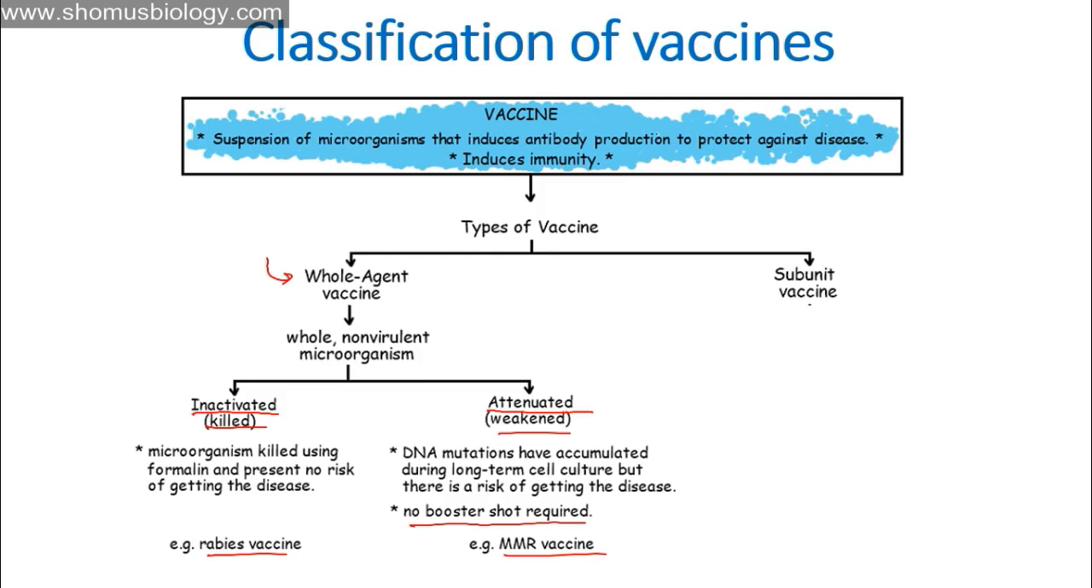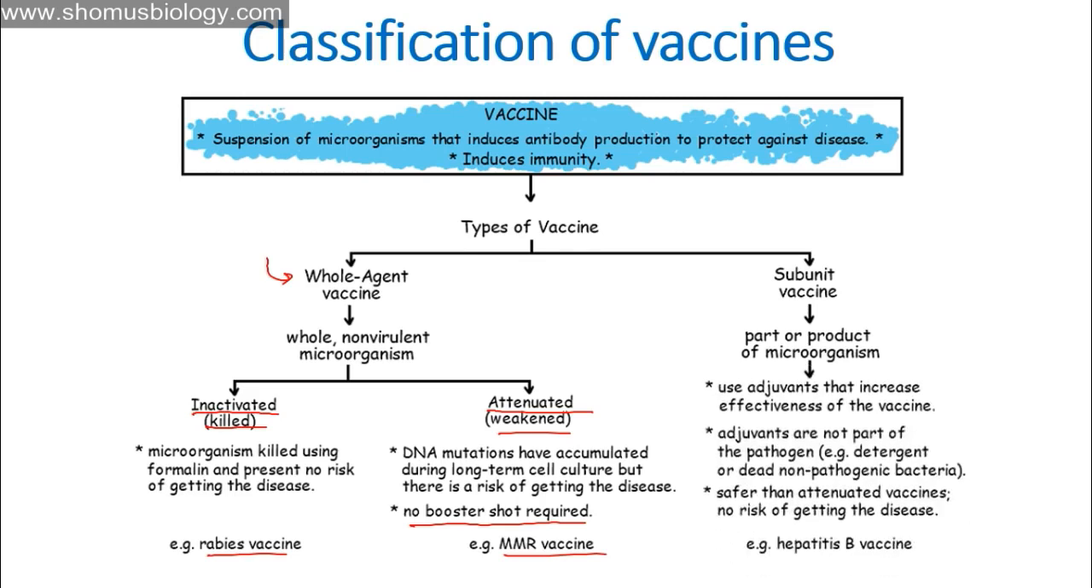Okay. Now, what about the subunit vaccine? Subunit vaccine, as per the name, we take only a part of that microorganism, and with that part we use an adjuvant that increases the effectiveness of the vaccine. Adjuvant means large particles that can be tagged. Adjuvant means this is not a part of the pathogen. We can take large detergent molecules or dead non-pathogenic bacteria.